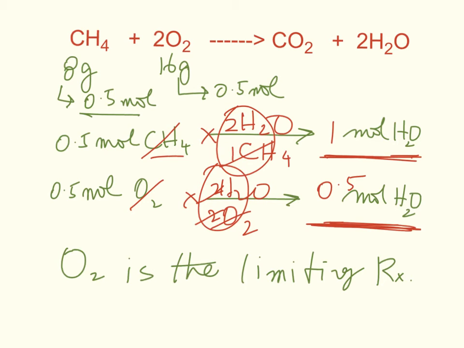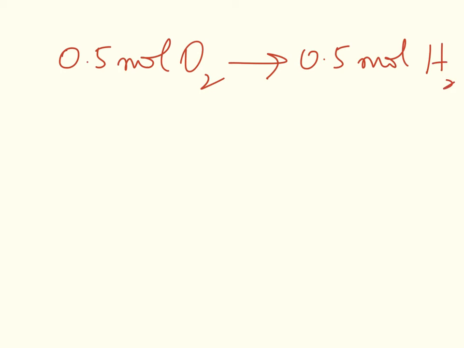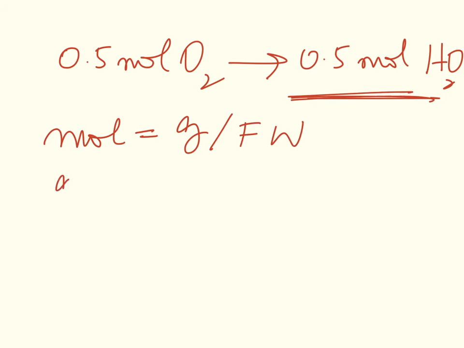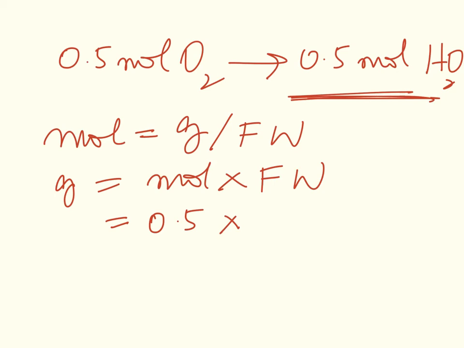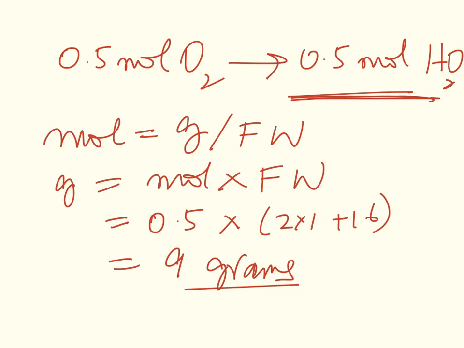Okay, so once we have found that, we basically use this amount. So we slide and we say, well, 0.5 mole of O2 will give us 0.5 moles of water. So we use this to calculate how many grams of water can be produced. We know moles is equal to grams over formula weight, so grams will be equal to moles multiplied by formula weight. The moles of water is 0.5 moles. The formula weight of water is 2 times 1 for hydrogen plus 16 for oxygen, 18, and that will give you 9 grams of water produced.